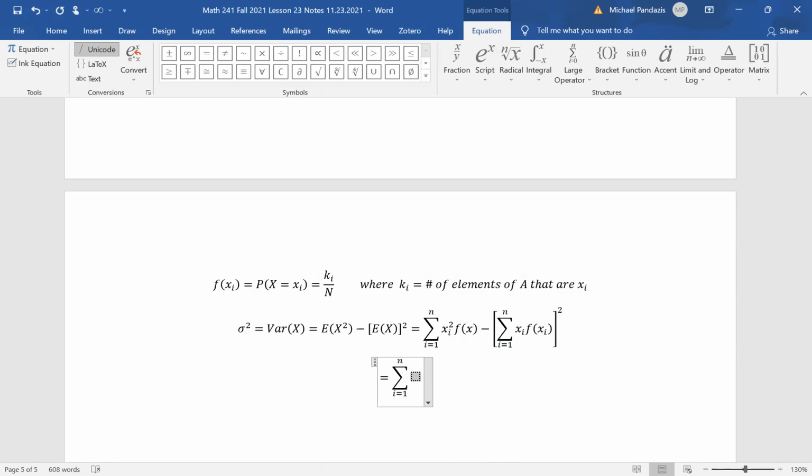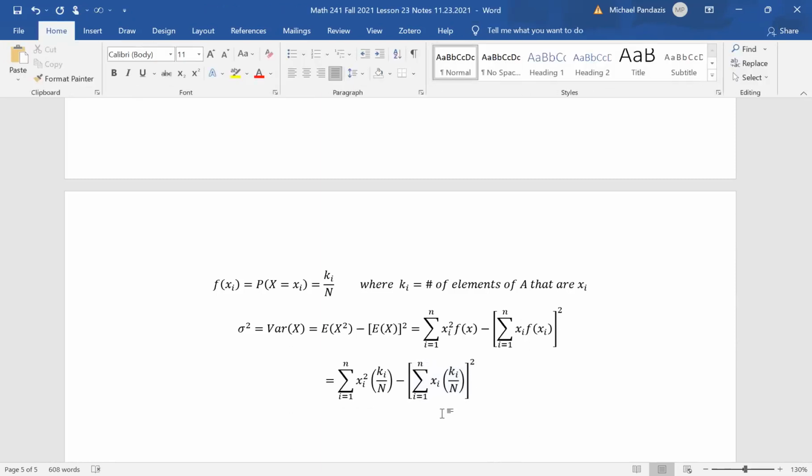And so you have x sub I squared times f of x sub I, which is k sub I divided by capital N. This is minus the square of that mean, which is this sum, which is again k sub I divided by capital N. So now you have that.